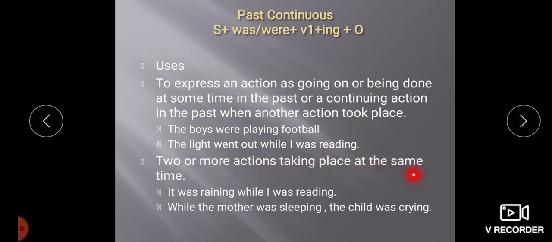Two or more actions taking place at the same time. It was raining while I was reading. While the mother was sleeping, the child was crying. So, when we are simultaneously describing two past events that continued for a while, we will use the past continuous tense.